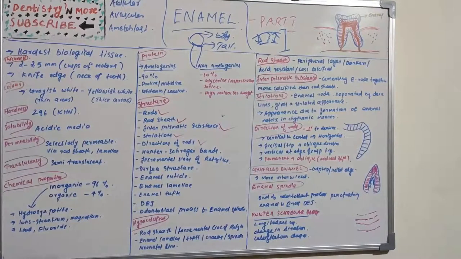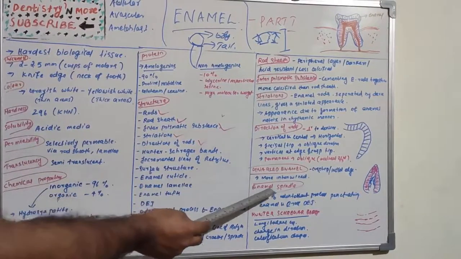In addition, the enamel rods converge in their outward course in the pits and fissures of the occlusal surface of molars and premolars. So in the occlusal surface of molars and premolars, what happens to these enamel rods? They converge in their outward course. When going outward, they converge.